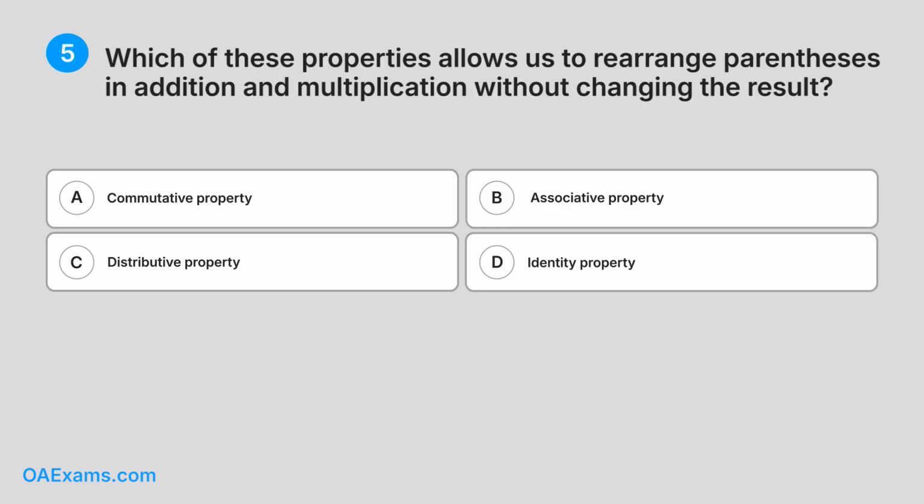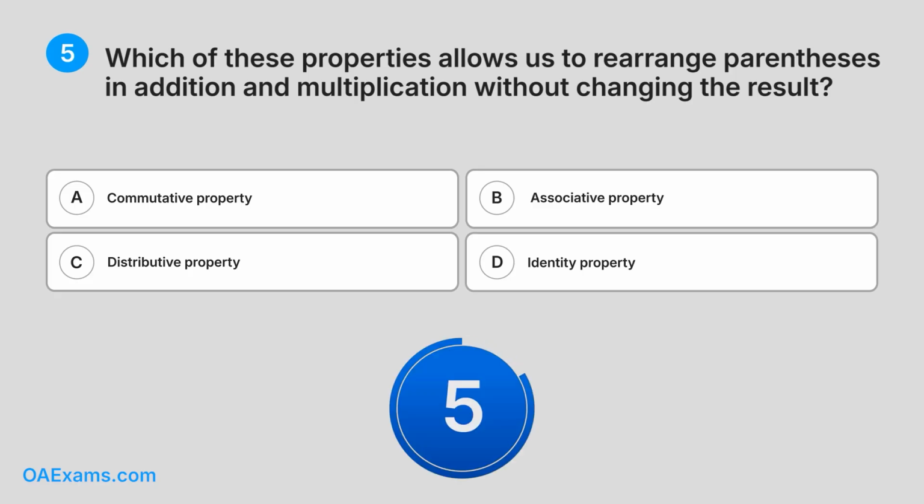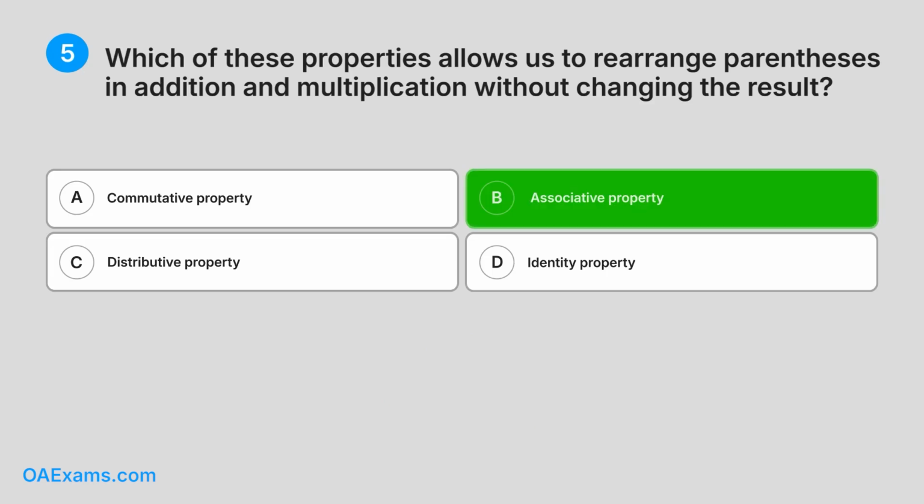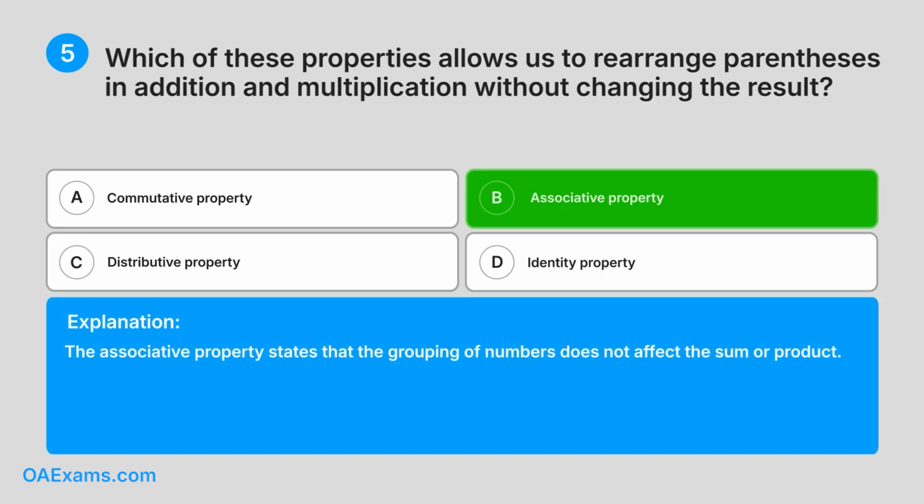5. Which of these properties allows us to rearrange parentheses in addition and multiplication without changing the result? A. Commutative property, B. Associative property, C. Distributive property, D. Identity property. Do you know the answer? Correct answer. B. Associative property. Explanation. The associative property states that the grouping of numbers does not affect the sum or product.